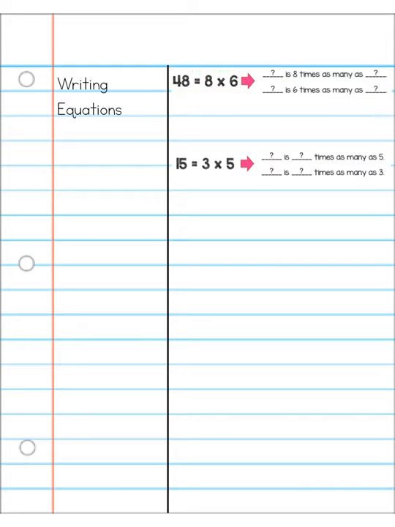Our next example says 15 equals 3 times 5. That equal sign means is, that x means times. So 15 is 3 times as many as 5. And again, I can switch it around. 15 is 5 times as many as 3, because it could be 3 equal groups of 5 or 5 equal groups of 3.